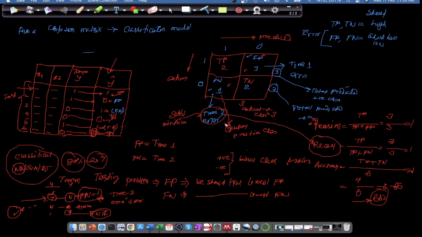Similarly, for the problem where type 1 error is more severe, that is, we should minimize the type 1 error, then we should calculate the precision. And when both of them are equally important, then we should go for accuracy, right? Is that okay?